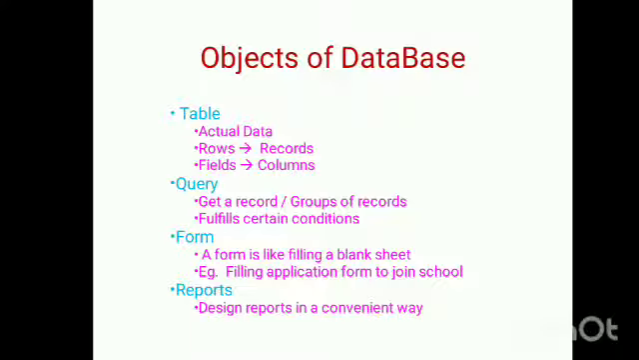Okay. Then objects of database. Database has 4 objects: table, query, form, reports. Then first one, table. Table contains actual data. It stores information in the form of rows and columns in the database. Row means records, that is in horizontal way. Then next one, column. Column means field, that is vertical way.